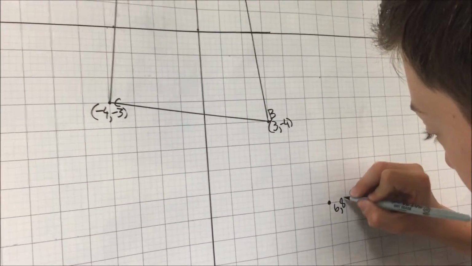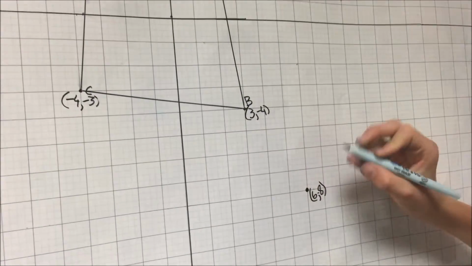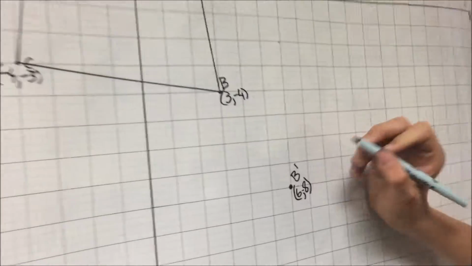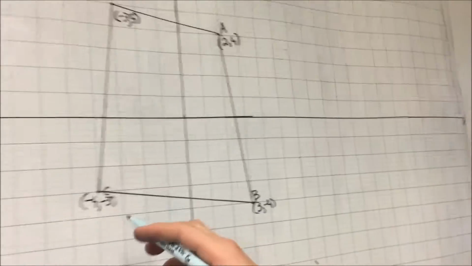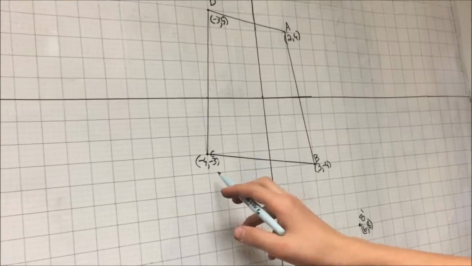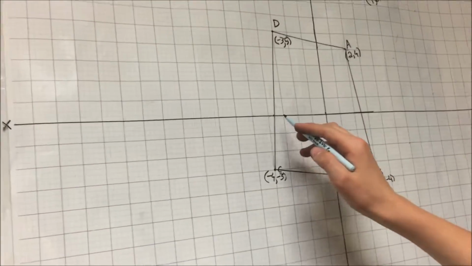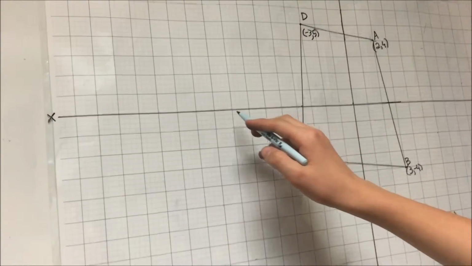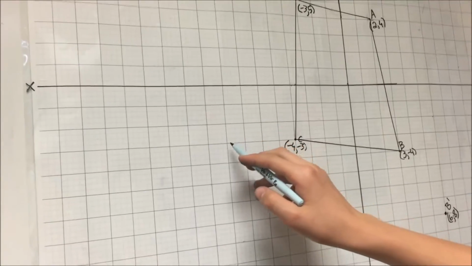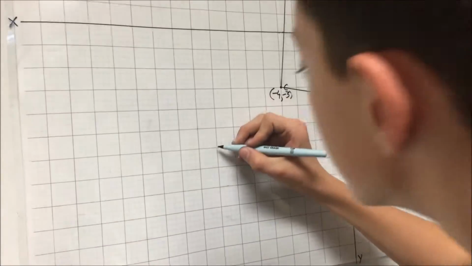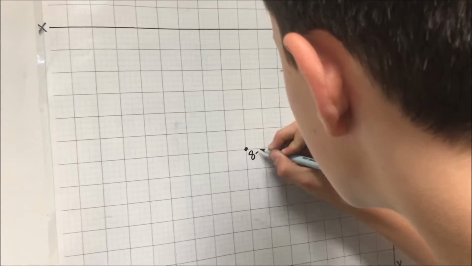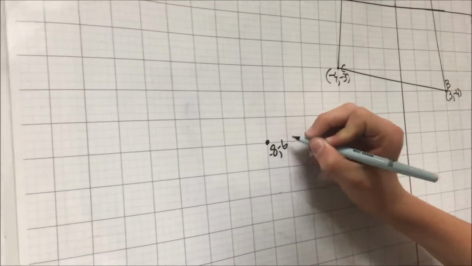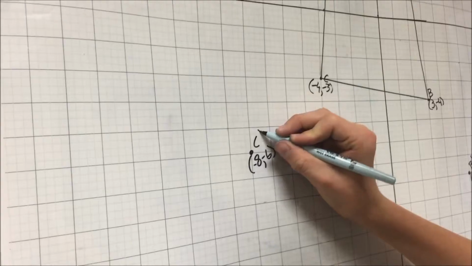6, negative 8. And this is going to be B prime. All right, so now we're going to do C, which is going to be negative 8, negative 6. 1, 2, 3, 4, 5, 6, 7, 8. 1, 2, 3, 4, 5, 6. Negative 8, negative 6. And that's going to be C prime.